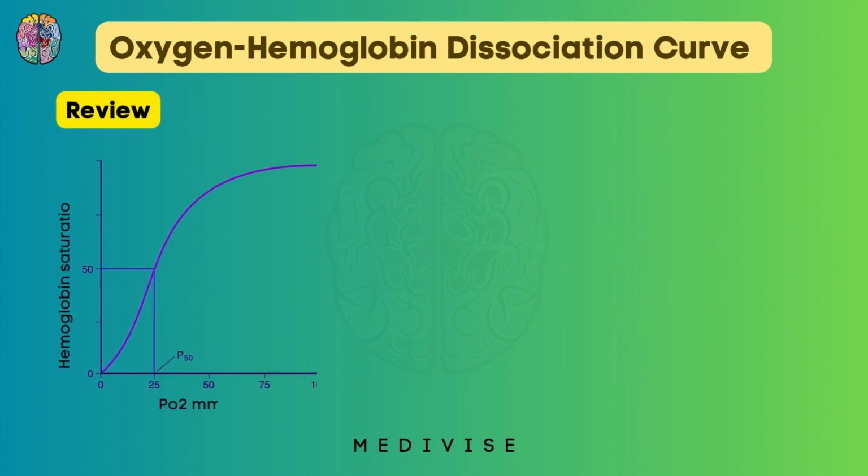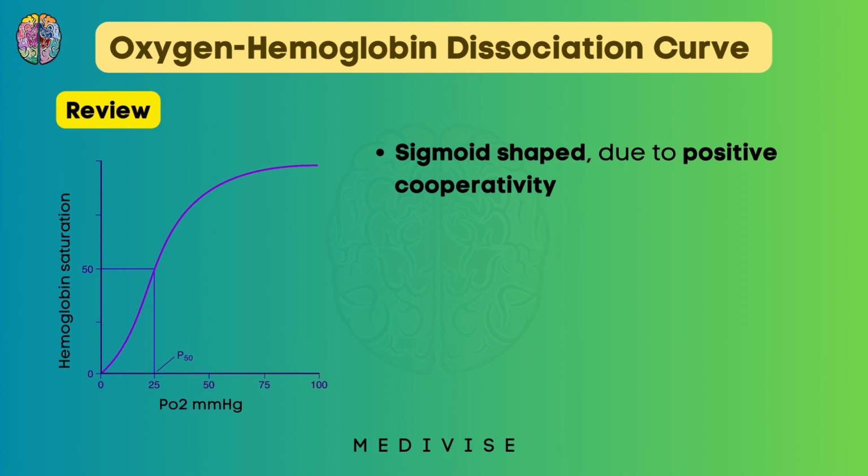So let's quickly review what we have learned in the first video. We had seen that the normal OHDC is sigmoid in shape, and this sigmoid shape is due to positive cooperativity. What is this? This is a property where binding of one oxygen molecule on hemoglobin increases the affinity of the other oxygen molecules to bind. So if one oxygen molecule binds to the hemoglobin, it will make it easier for other oxygen molecules to bind as well. We had also discussed that the saturation of hemoglobin depends on the partial pressure of oxygen.